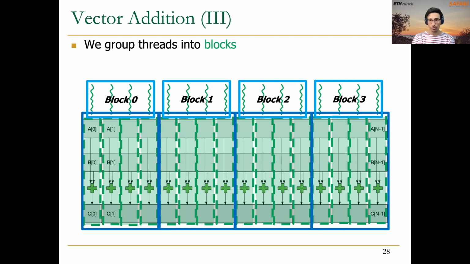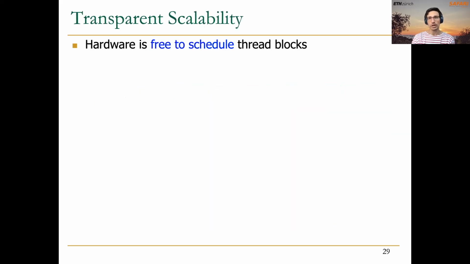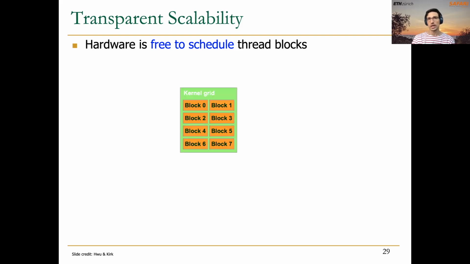And using thread blocks has one key advantage: the hardware is free to schedule thread blocks. This is what we call transparent scalability. Imagine that you have a kernel, and you're going to launch a grid of threads, and these threads are grouped into thread blocks. In this particular case, our grid contains 8 thread blocks numbered from 0 to 7. And now imagine that our GPU or device has only 2 GPU cores, as you can see here in this simplified representation.